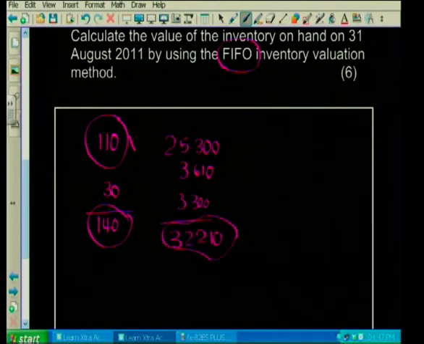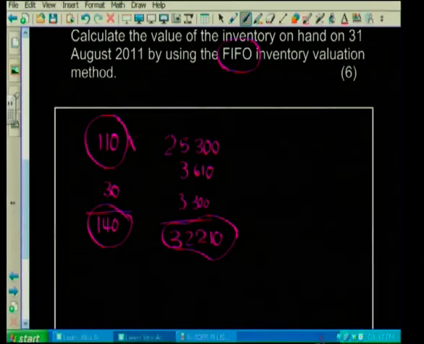32,210. What is that, guys? That's the value of my inventory using the FIFO method of valuation. So clearly you can see immediately that using the FIFO method, I got a value of 32,210, whereas when I used this method, I had a value of 26,909. Same stock, identical 140 pairs. Weighted average, 26,909.